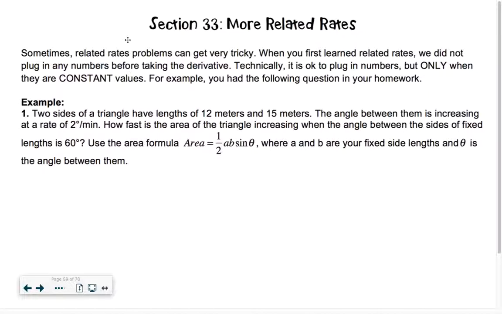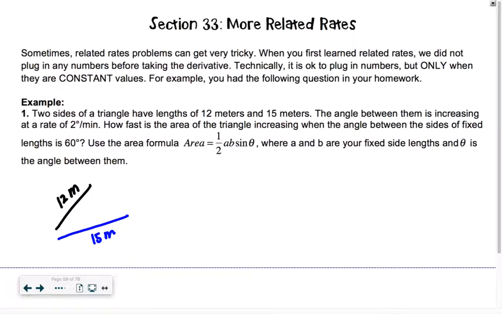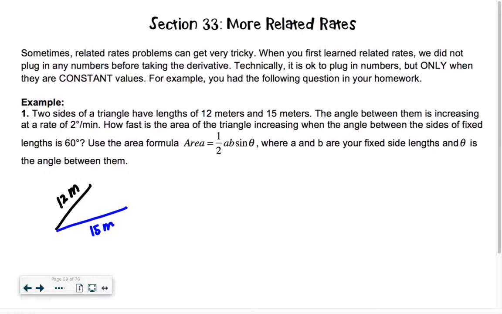So number 1 says two sides of a triangle have lengths of 12 meters and 15 meters. So imagine you have a 12-meter stick, and then you have a 15-meter long stick. That would be a huge stick. Meters is really long. And then you can rotate this so the angle between them is smaller or larger. Does that make sense? So we can rotate it around. So the angle between them is theta.